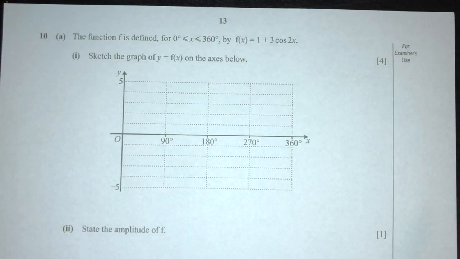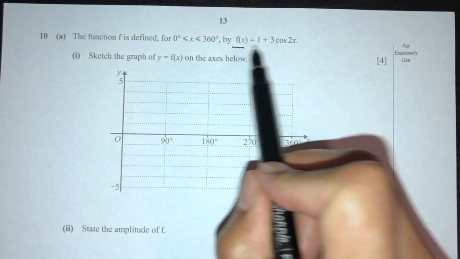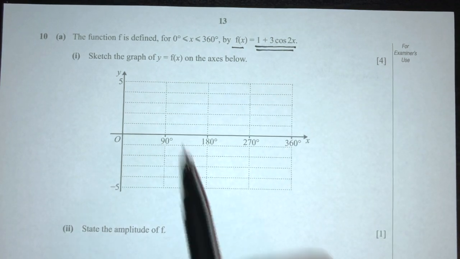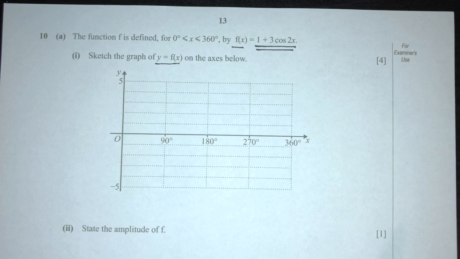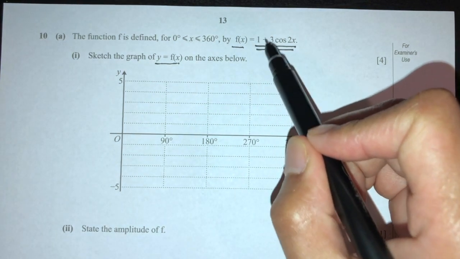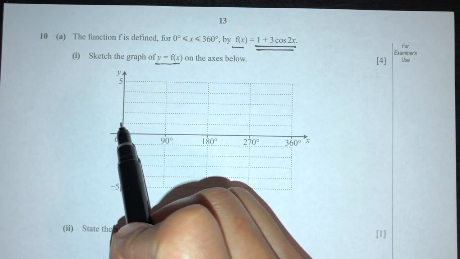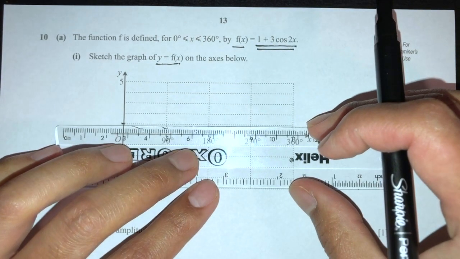Let's move on to question number 10. The function f is defined by, for this domain, by this function. Okay. Now part 1, sketch the graph of y equal to f of x on the axis below. Okay, so let's do one by one. So first thing, let's draw this line. This is called the baseline. When the value here is 1, let's draw the line 1. This is 1 here. So this is your baseline.